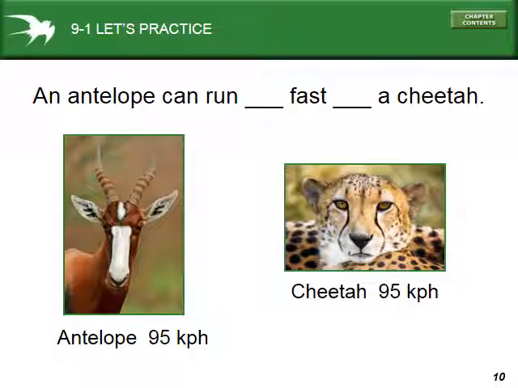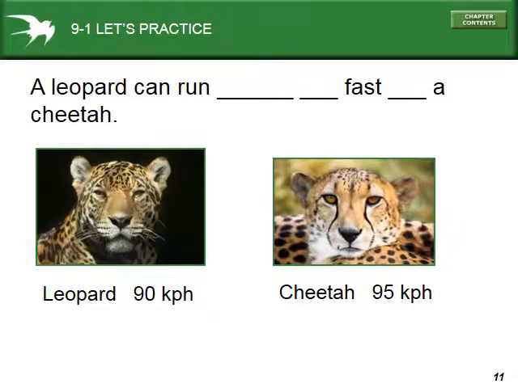So let's take a look at this practice. An antelope can run blank fast blank a cheetah. If we look at the speeds here, they're both 95 kilometers per hour, so it's going to be as. Now one of the things I put on the questions that I asked you was what was wrong with a sentence, and in that sentence the thing that was missing is one of the as's. The reason I put that is that it's a common ESL mistake for people to say an antelope can run fast as a cheetah, but you need to have both as's when you're using this formation. So here's a negative.